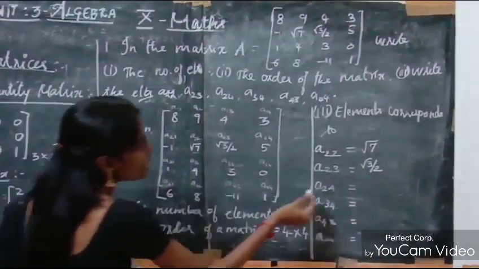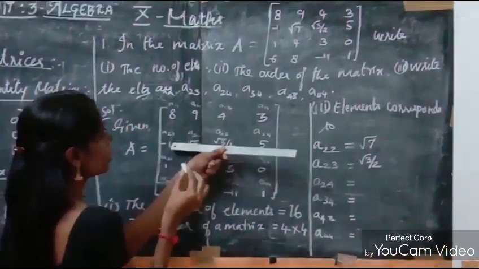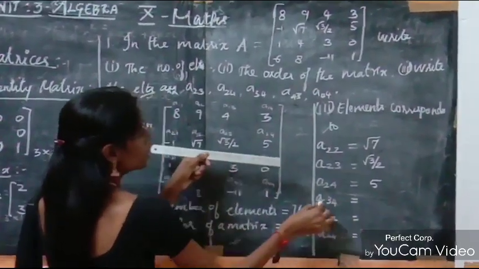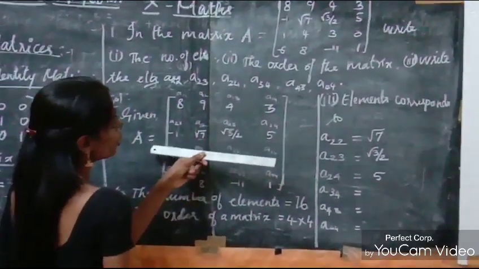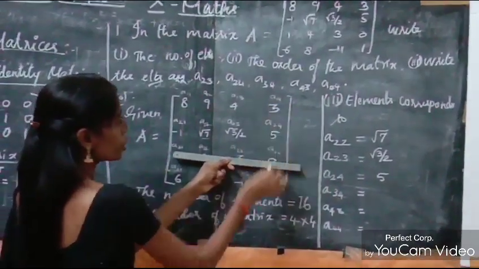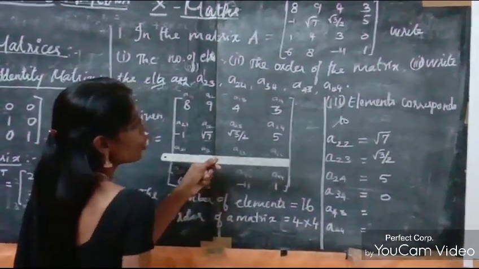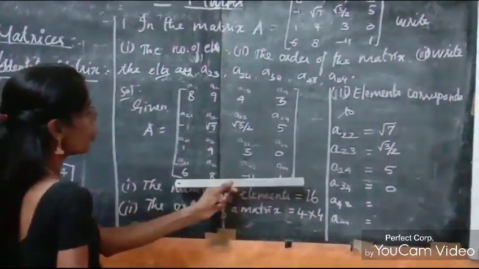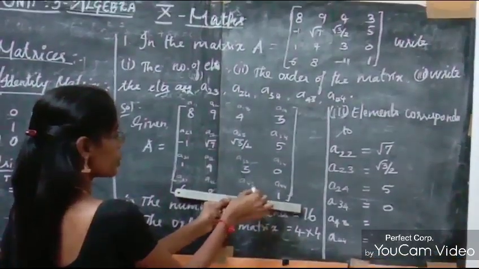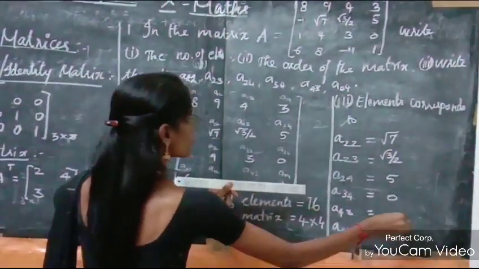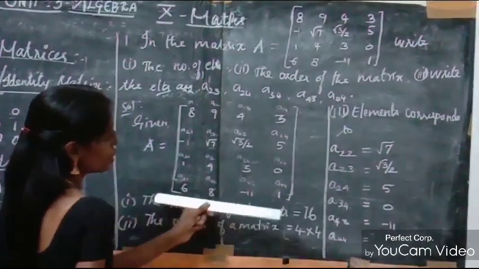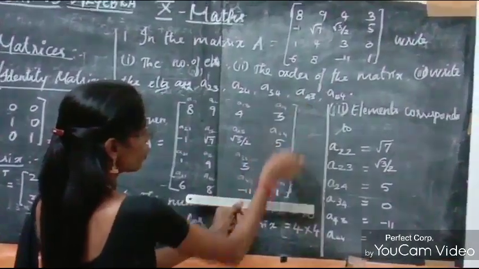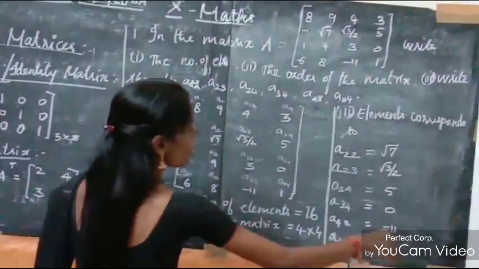a24. Second row, fourth column. The intersection point is 5. a34. Third row, fourth column. a43. Fourth row, third column. The intersection point is minus 11. a44. Fourth row, fourth column. The intersection point is 1.